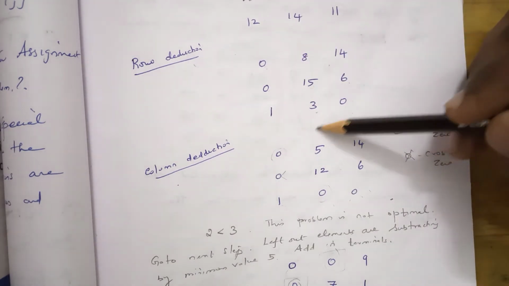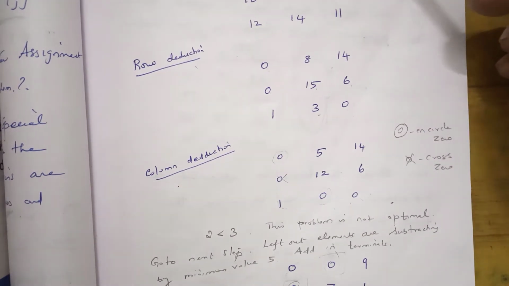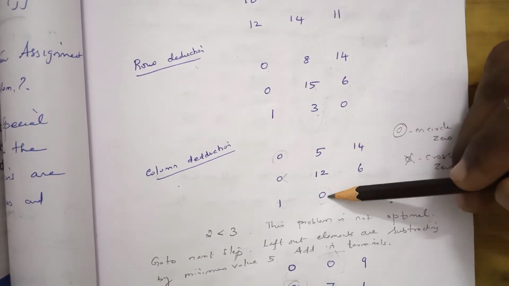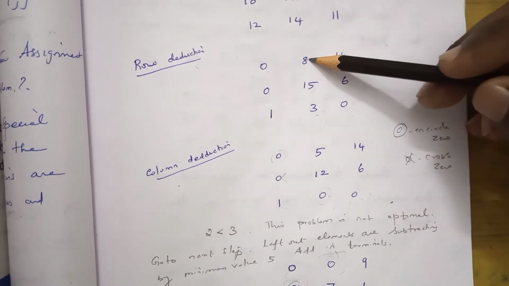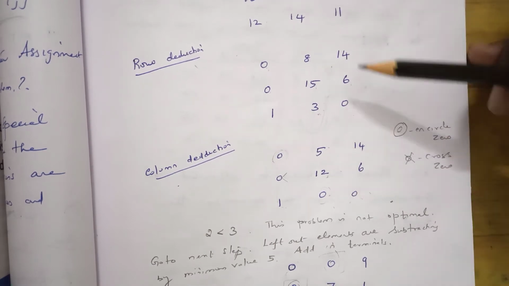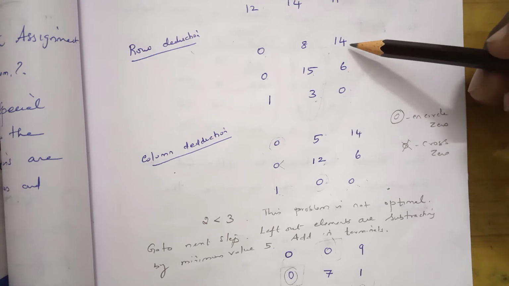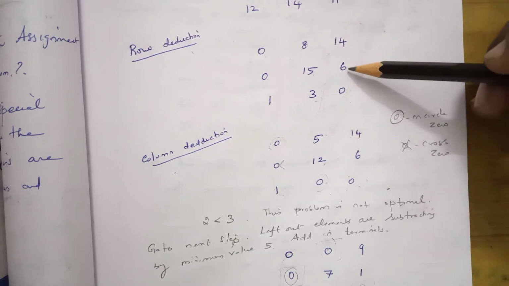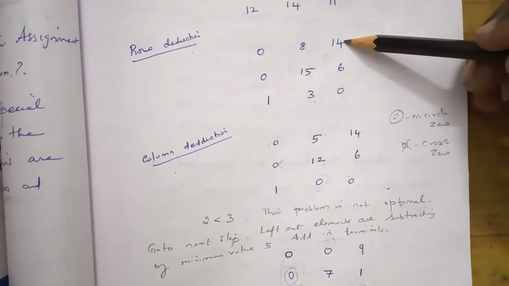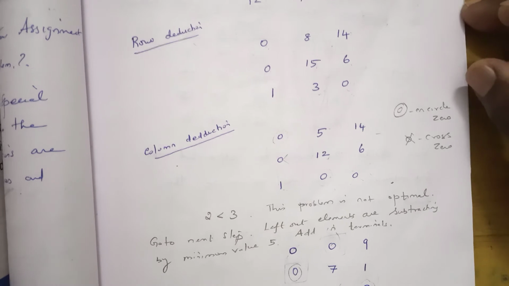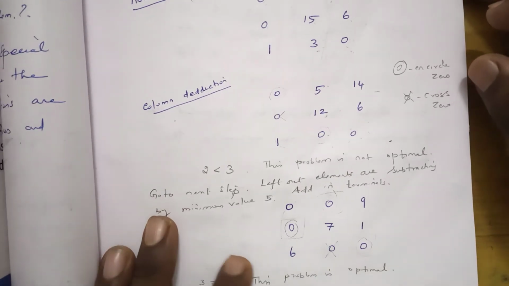Okay. Again we concentrate on the second column. 3 is the minimum value. So 3 minus 3 is 0, 8 minus 3 is 5, 15 minus 3 is 12. Next column: 0 is the minimum value. So this one is 0, 6 minus 0 is 6, 14 minus 0 is 14. So this is the column reduction.